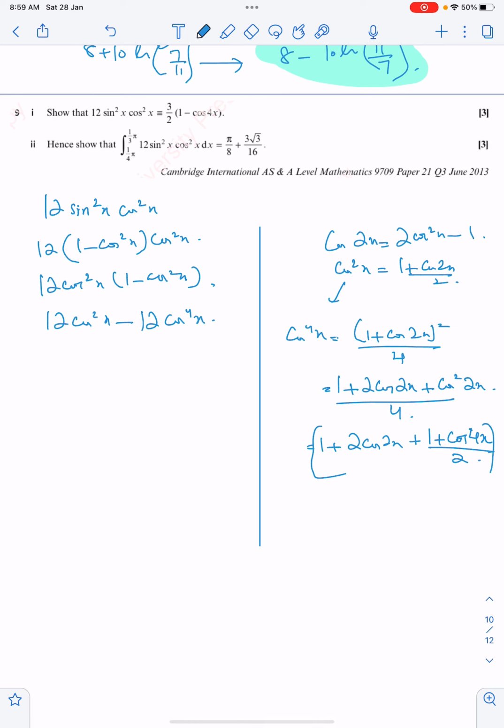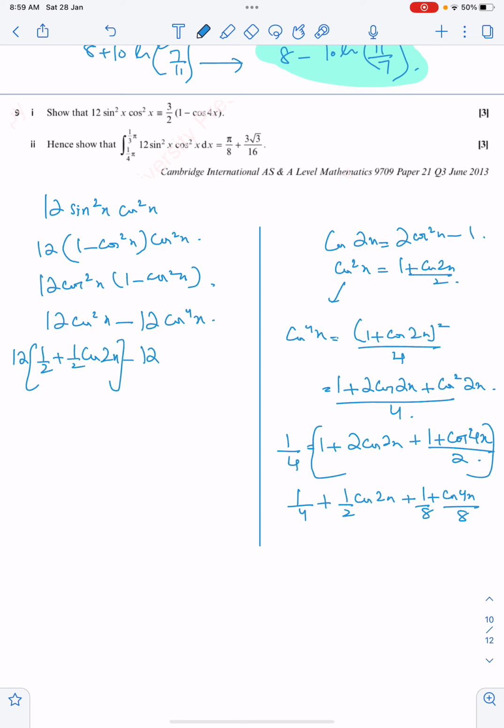So I can write 4 here. This is equivalent to 1 upon 4 plus 1 upon 2 cos of 2x plus 1 plus cos of 4x divided by 8. Overall 8, instead of writing overall 8, I'm dividing this by 8 and dividing this by 8. So what I'm going to do right now is, in place of cos square x, I'm writing this separately, half plus half cos 2x. 12 into half plus half cos of 2x.